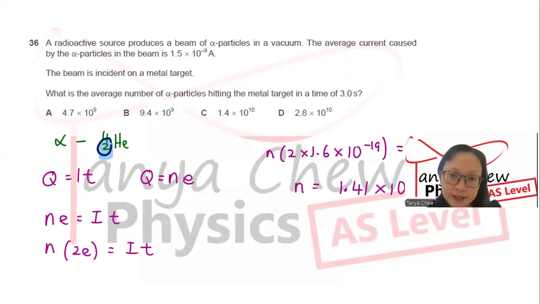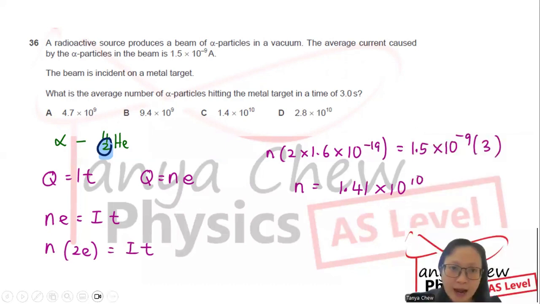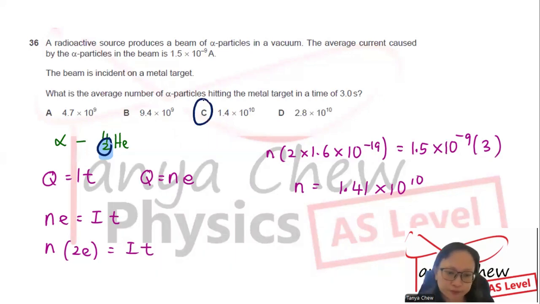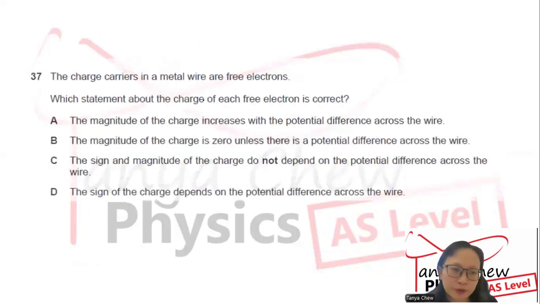So E is 1.6 times 10 to the power negative 19. And I is given, which is 1.5 times 10 to the power negative 9 ampere. And T is given in 3 seconds, so you don't have to change anything. So make N as the subject, you should get 1.41 times 10 to the power of 10. C is the answer.